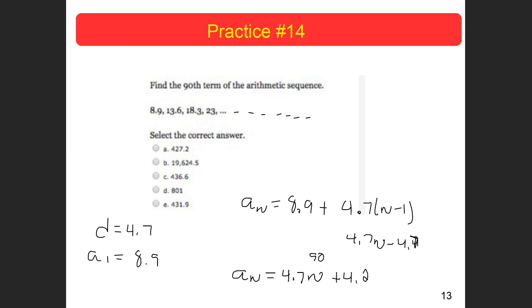So I'll get my trusty calculator out because there's no way I'm going to multiply this out. 4.7 times 90 plus 4.2 is equal to 427.2.